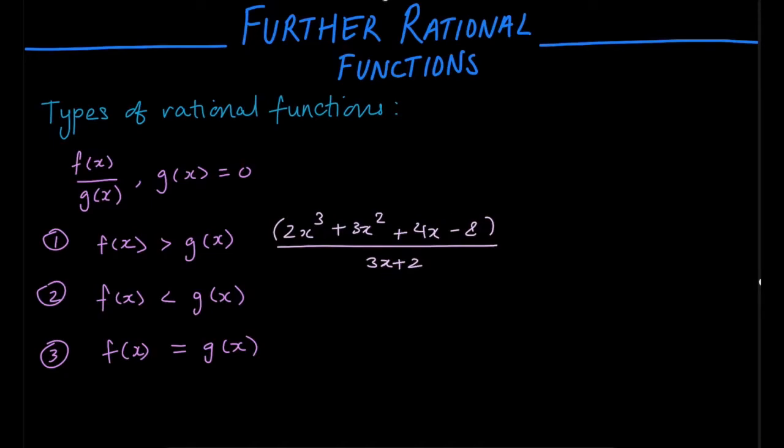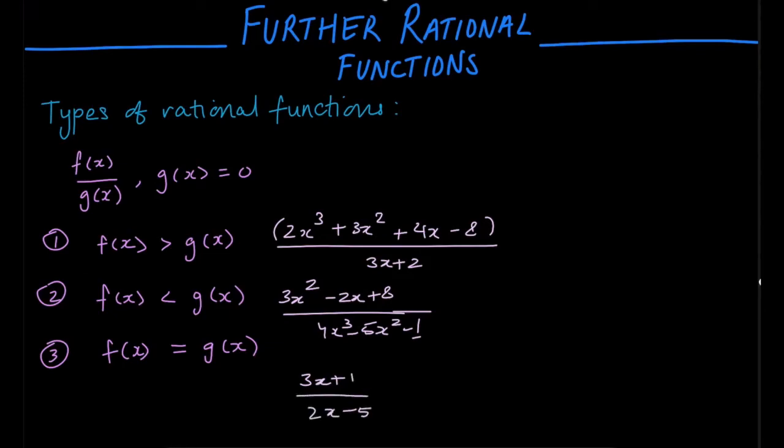In the second case, an example can be 3x squared minus 2x plus 8 over 4x cubed minus 5x squared minus 1. In the denominator the highest degree is 3, and in the numerator the highest degree is 2. And in the last example, it can just be 3x plus 1 over 2x minus 5. So the degrees are the same in f of x and g of x.